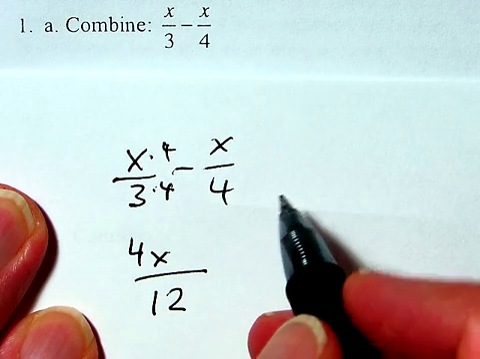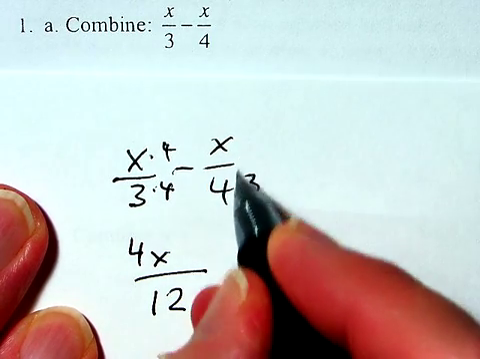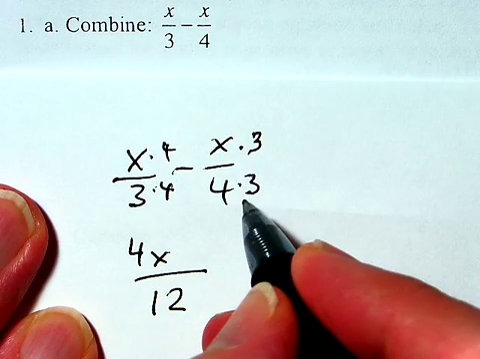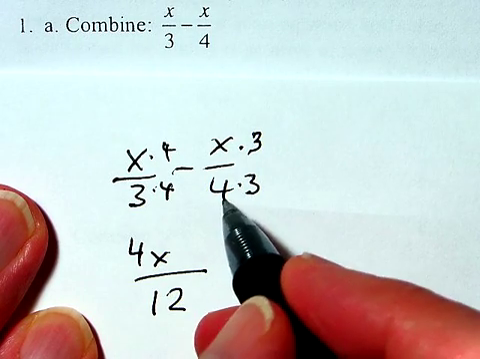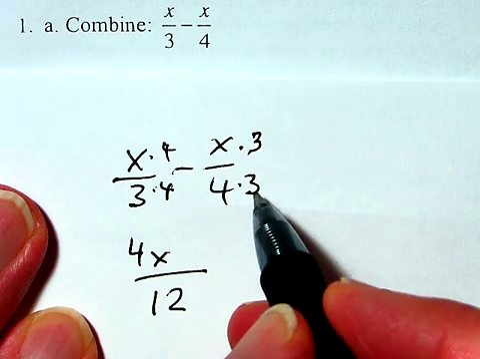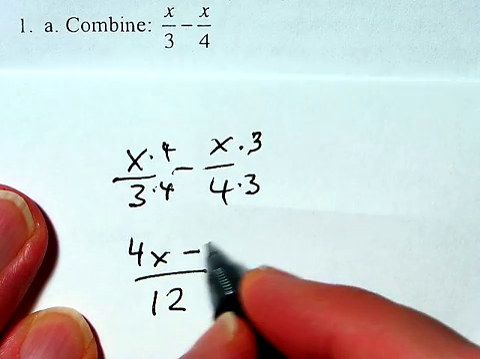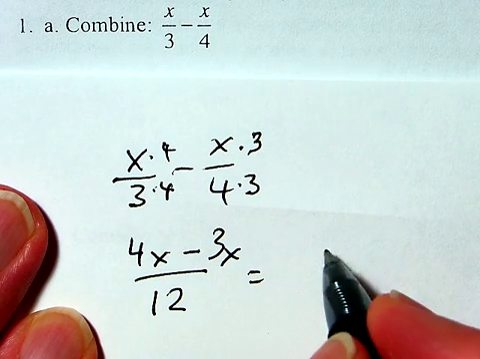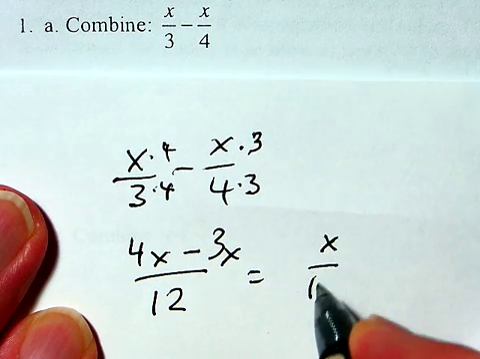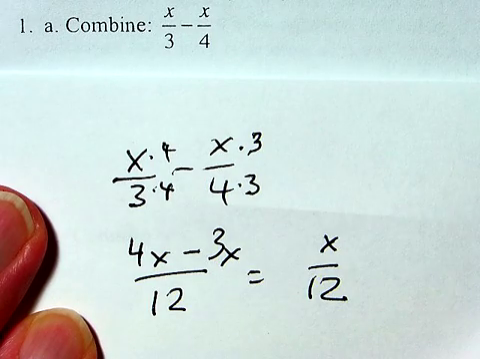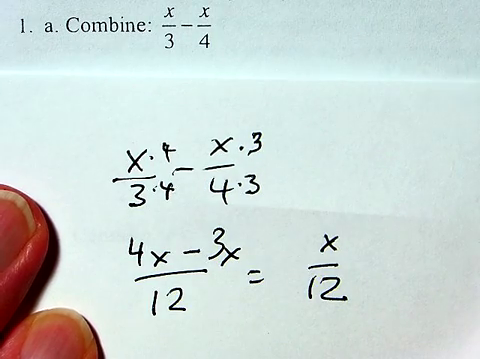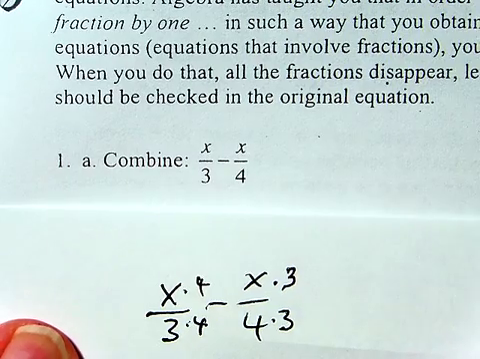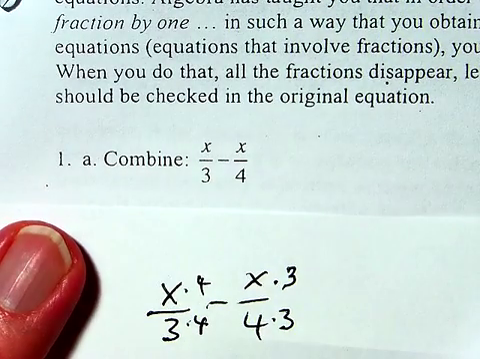We're now going to look at the second fraction and do the same thing. We're going to try to get the 12 in the denominator, but that requires multiplying numerator and denominator both by 3. So this gives us 3x. Remember, it's minus. So what we end up with is 4x minus 3x over 12, which is just x over 12. So we know now how to combine x over 3 minus x over 4. That's actually going to give us x over 12.